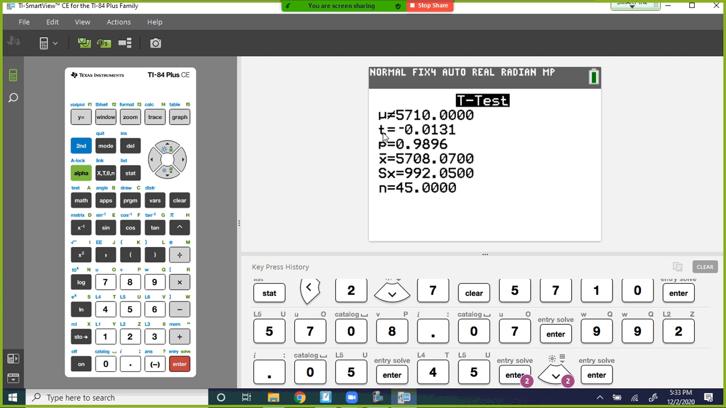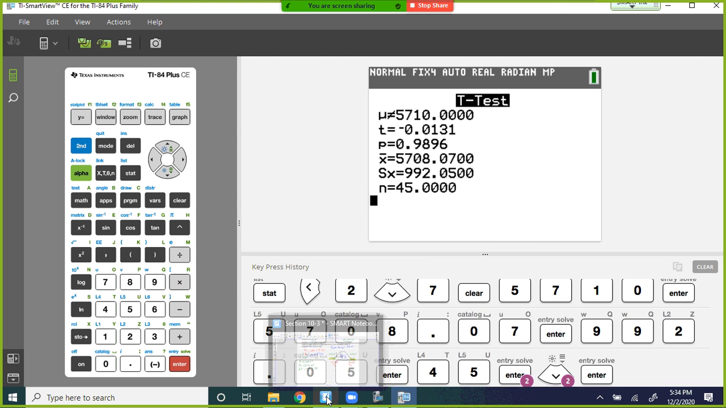All right, so let me show you these two values right here. Here's our t sub 0. This is what that formula back on the classical approach gave. If you do that, it'd be negative 0.0131, okay? That's our t0, and then we got a p-value of 0.9896, right? Now, you ready?